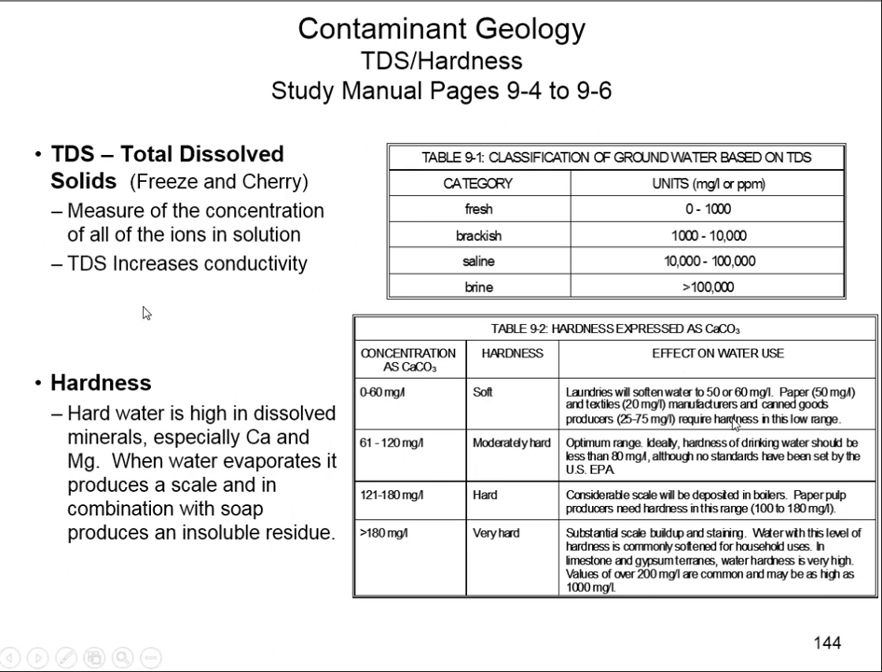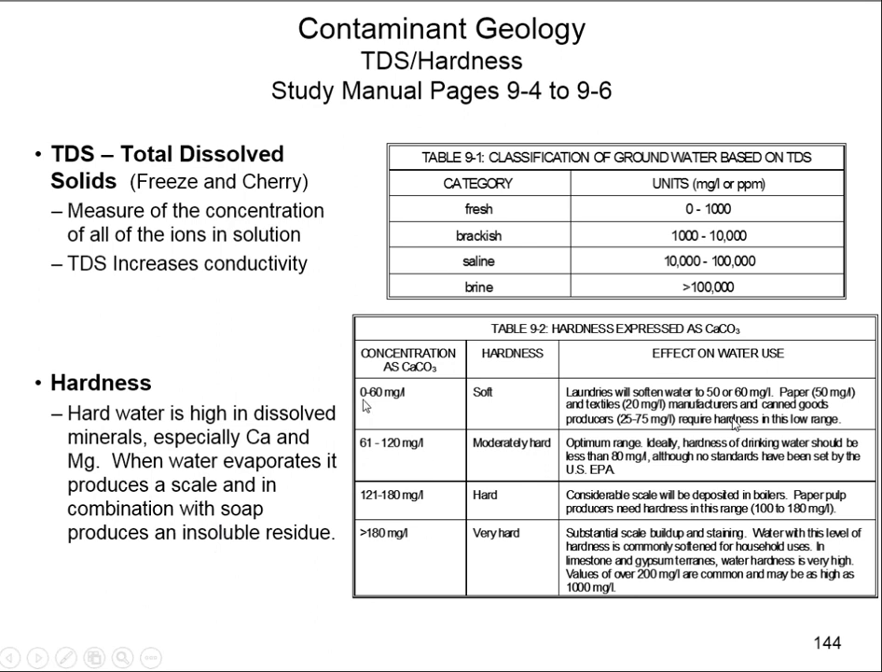Some other things to review quickly. TDS, total dissolved solids. We have 4 categories going up in orders of magnitude here, and fresh water is up to 1,000 milligrams per liter. Anything above 500 is not as good to drink, but they consider it fresh. And then within the saline category, we have seawater, which is about 35,000 parts per million or milligrams per liter.